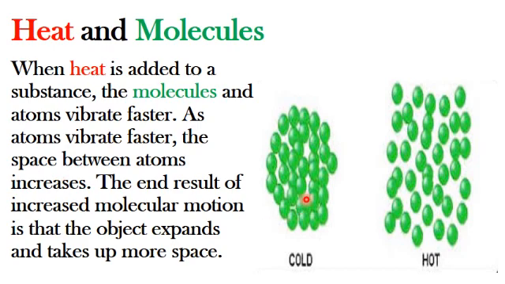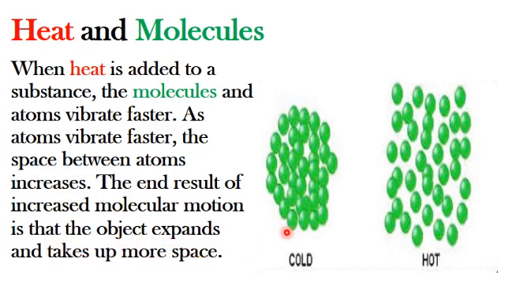You can see these images, cold substance, and this is hot. In a cold substance, the molecules and atoms do not vibrate faster. Their molecules are close together, but in hot substances, the atoms and molecules vibrate faster, and by vibrating faster, the space between atoms increases. The end result of increased molecular motion is that the object expands and takes up more space.